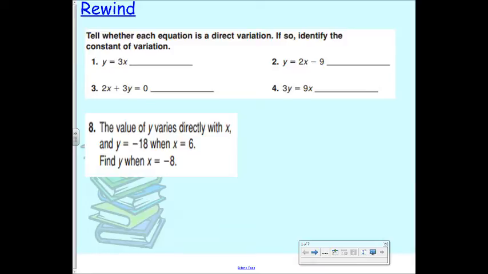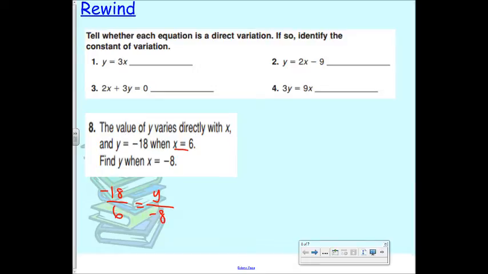18 over x, which is 6, okay, equals. Where does the y go, on the top or the bottom? Why does it go on the top and not the bottom? Good, because it's got to go in the same spot as the negative 18. Perfect. So there's your proportion.